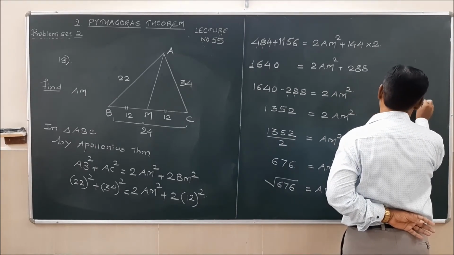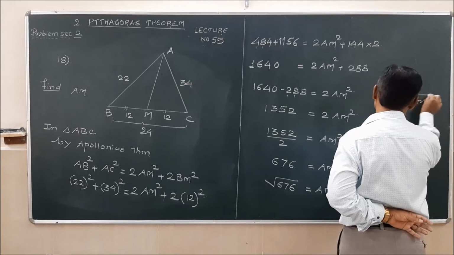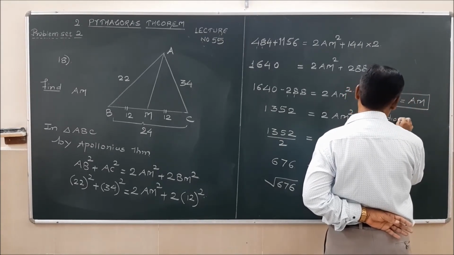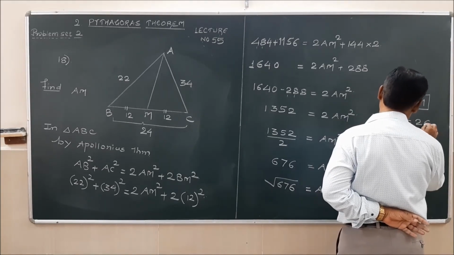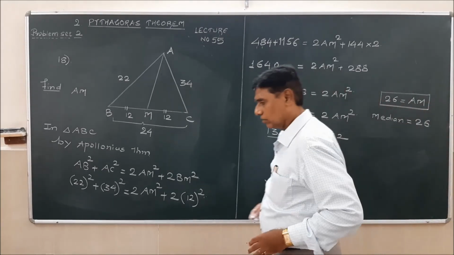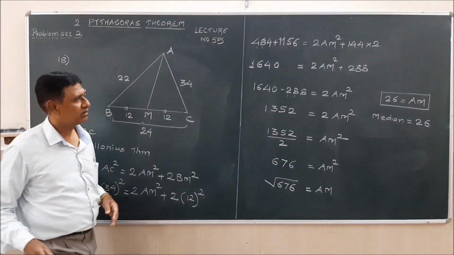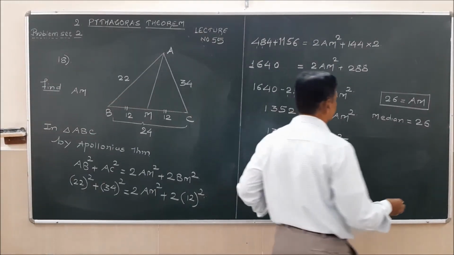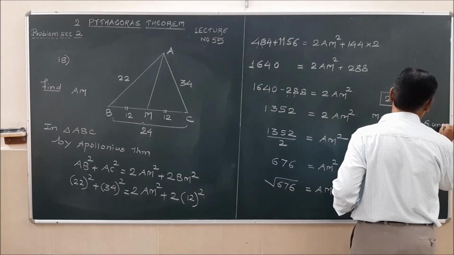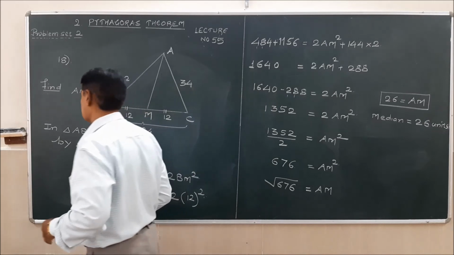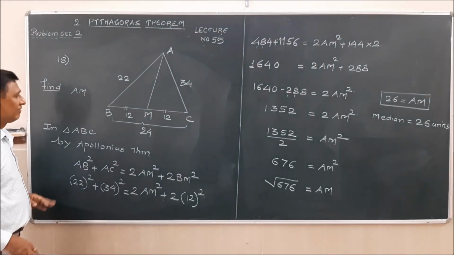Units are given or not, I don't know. Okay, our units are not given. So maybe AN is 26 units. Okay, so here you must know the units also, and squares also properly. Fine.